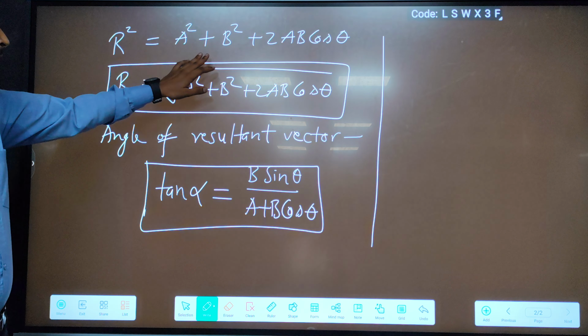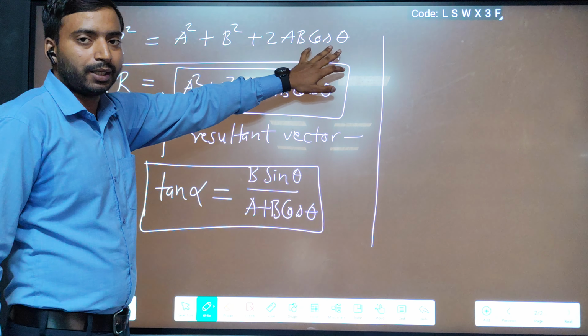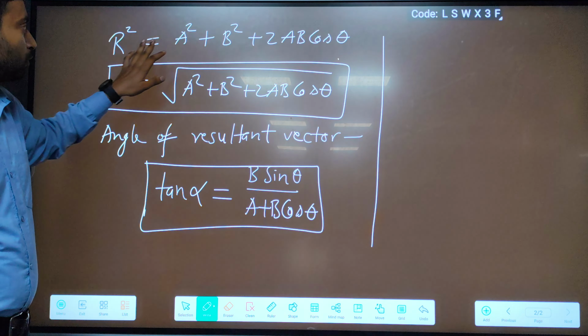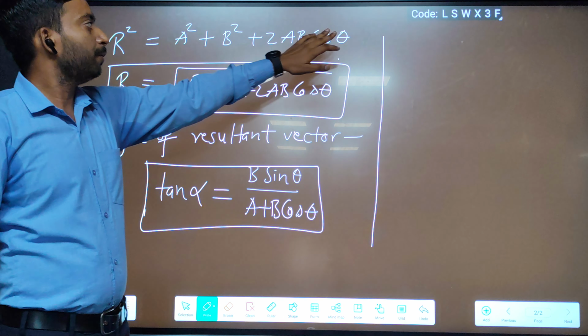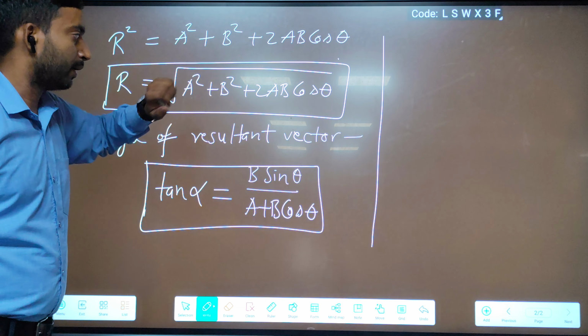Here you can apply different cases. If the value of theta is 90, cos 90 is 0, so the resultant will be R equals root of A square plus B square. If theta is 0, we'll get R equals A plus B, and so on.